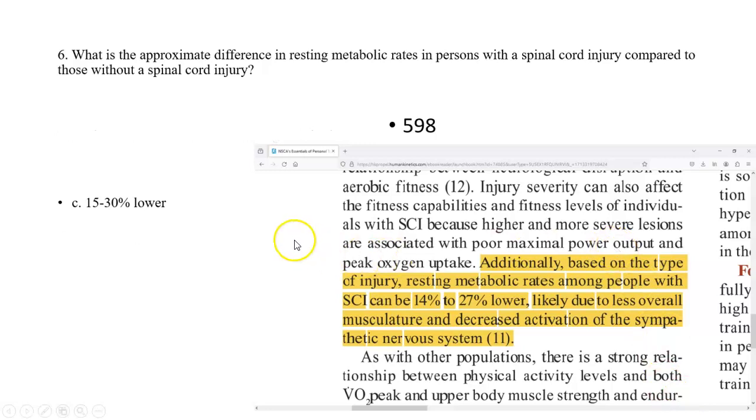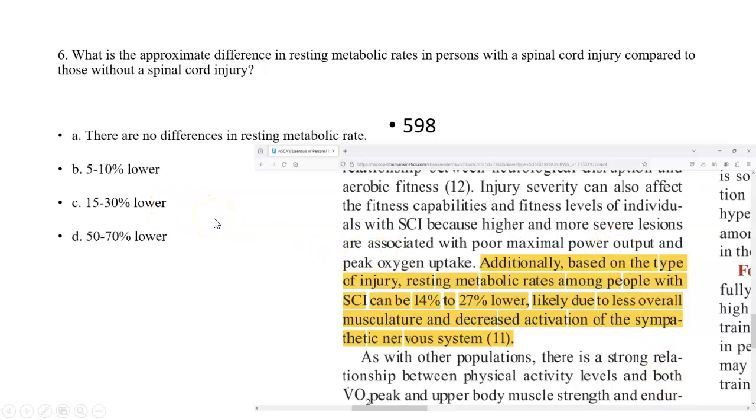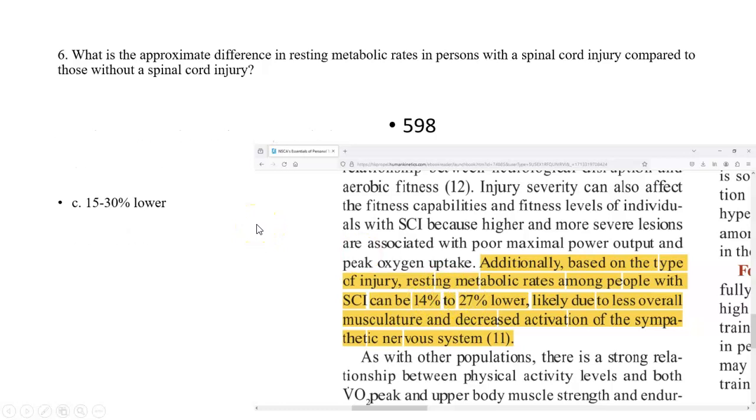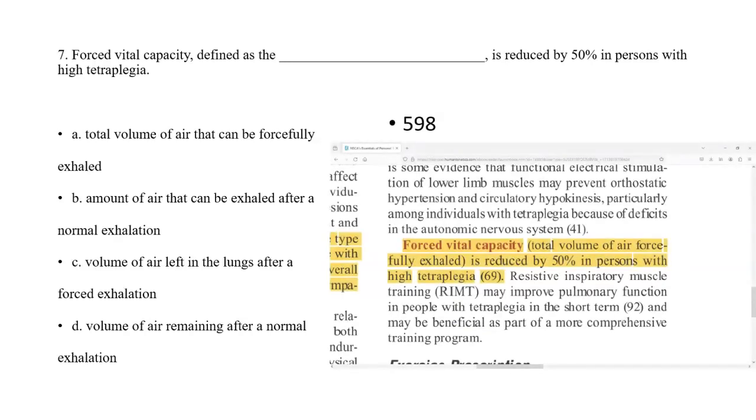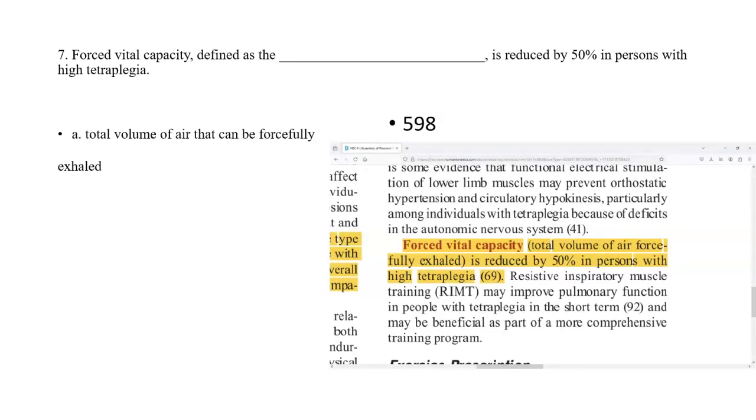They got close, almost got it, but you'll notice your choices are 5 to 10, 50 to 70, so it's not even in the ballpark of the 14 to 27. So you have to look at it and go, this is darn close and close enough for our test question, 15 to 30 versus 14 to 27. Now, if you take this to 70, 50%, you have forced vital capacity, and you'll probably recall that terminology from another class.